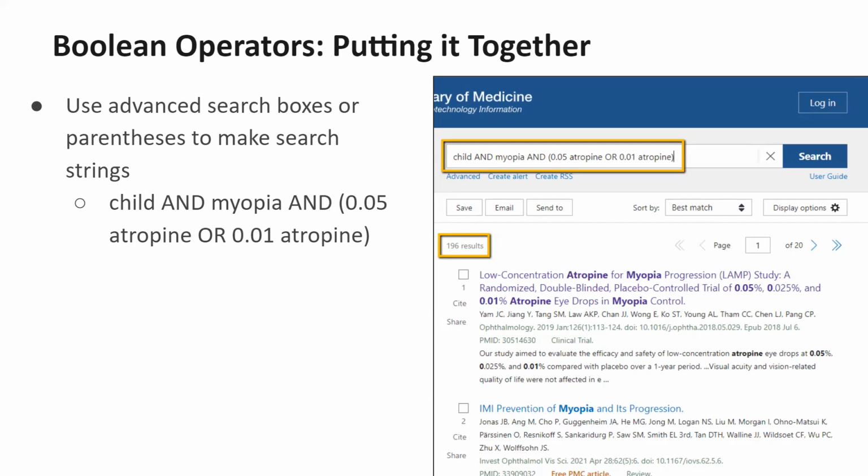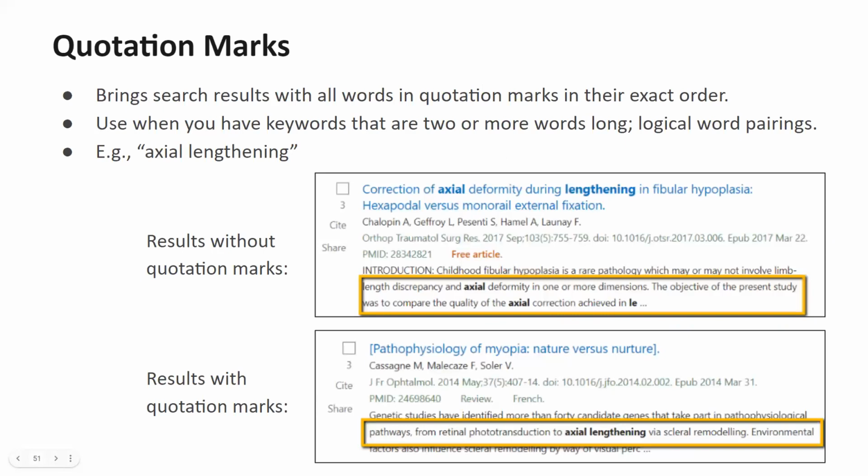So our search string, when we put it all together, looks like child and myopia and, in parentheses, 0.05 atropine or 0.01 atropine. This should bring us search results that are about all three concepts: myopia, children, and either 0.01% atropine or 0.05% atropine.